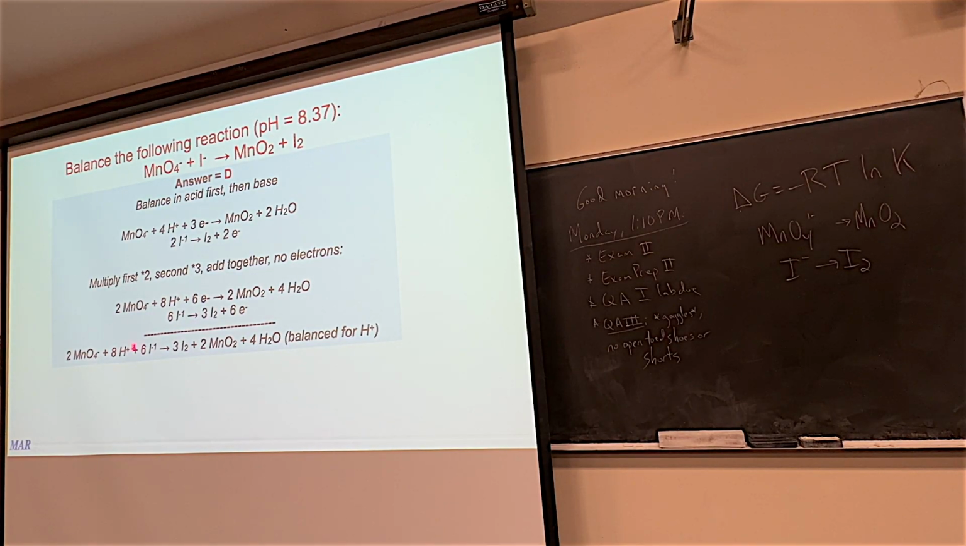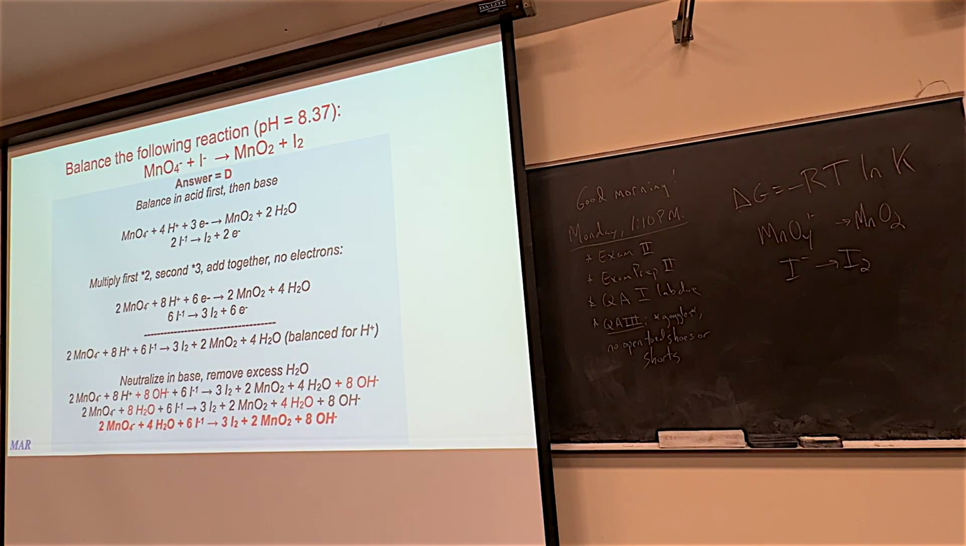Now, 8 hydroxides and 8 H plus will make 8 waters, all right? That's the neutralization part of all of this. So the 8 OH minus and the 8 H plus will combine to make 8 waters right there, but you have to add the hydroxides to that side as well. At this step, see if you've got water or hydroxide or something on both sides. In this case, there's some water, so I'm going to subtract 4 waters from both sides. And this reaction now is the balanced reaction in base.